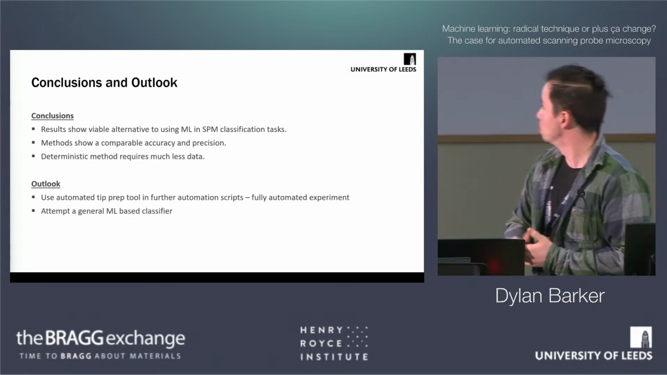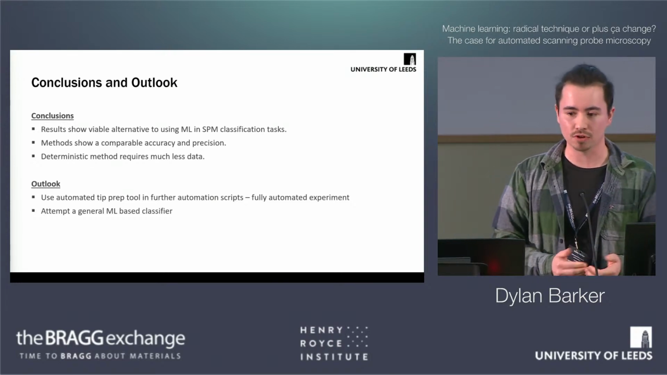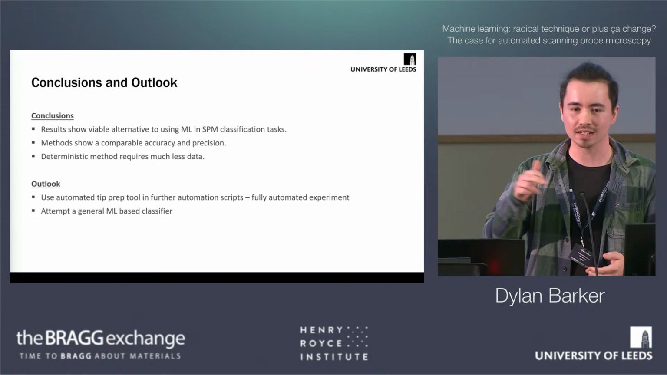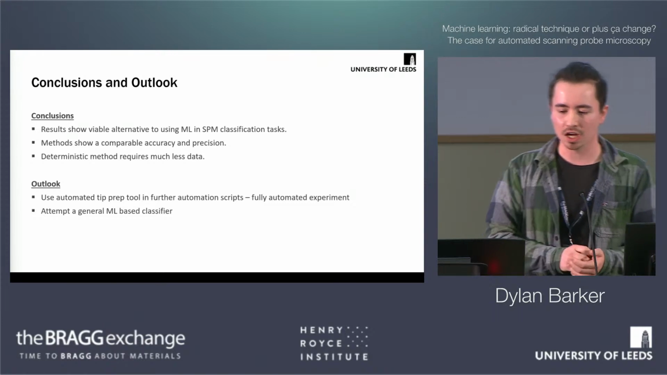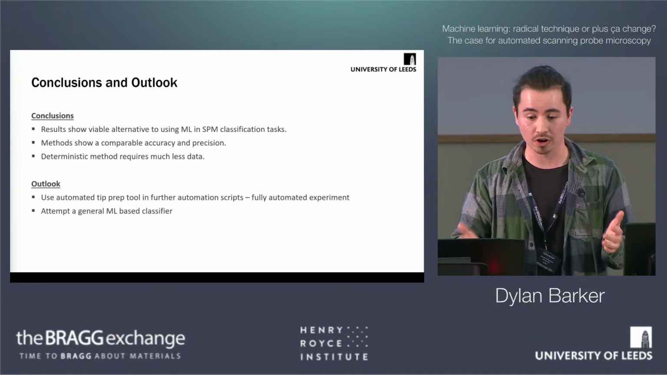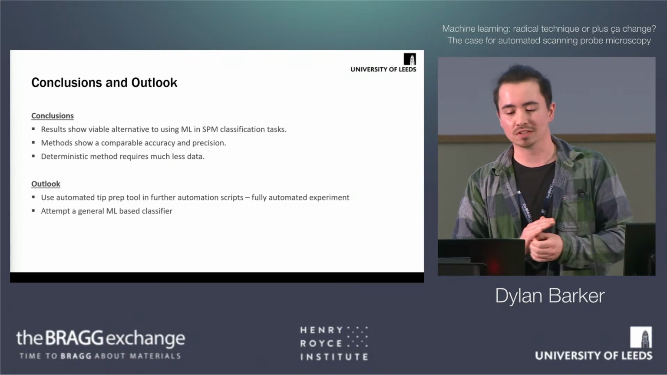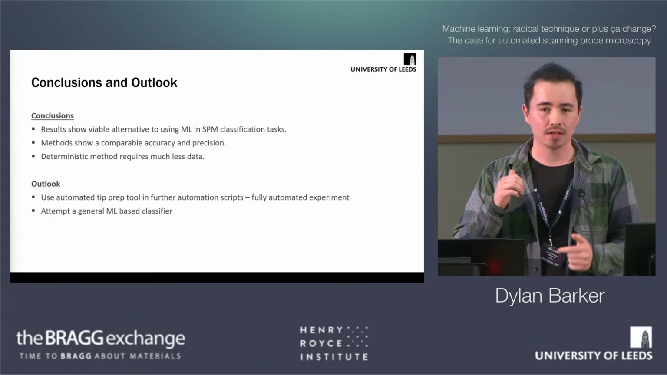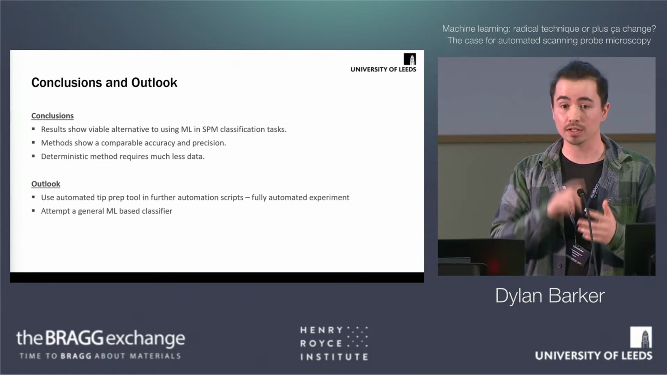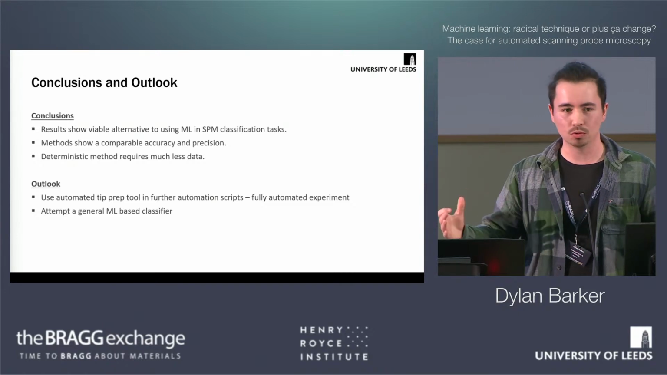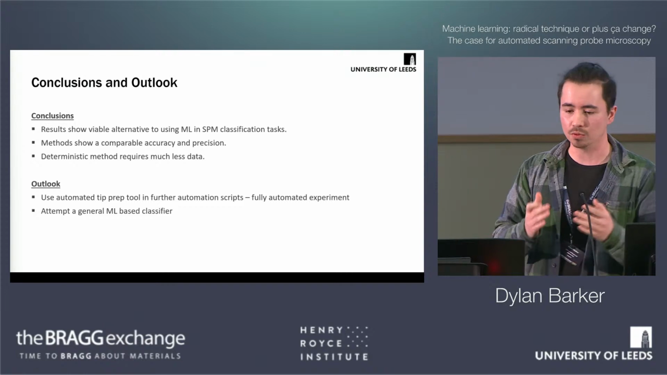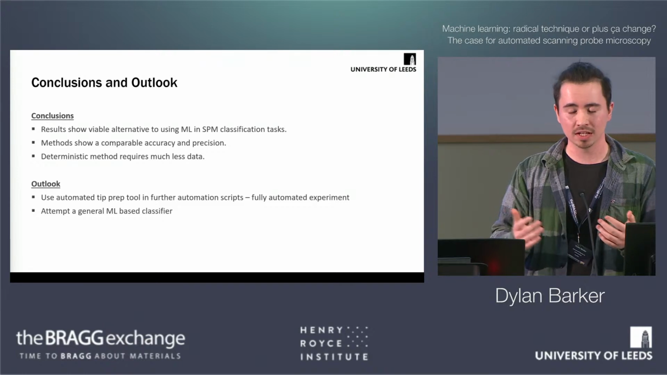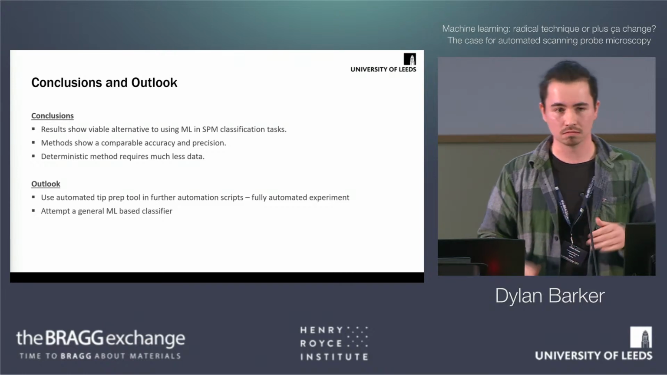In terms of what I'd want to do in the future, now we've got this automatic tip prep tool, we want to run some fully automated experiments, so some full patterning, manipulation experiments, stuff like that, without having to babysit the program as it goes. And also attempt to build a general machine learning based classifier. What I mean by that is, all of the machine learning stuff that I showed you here, the data sets we're using are single surfaces, but what we want to do is pool all of our data sets together and see if we can get a machine learning classifier to identify what generally makes a good tip, and see if we can give it a new surface it hasn't seen before and see if it can do well, essentially.